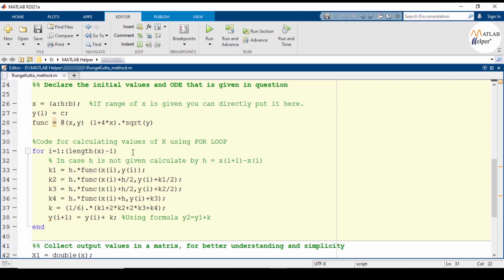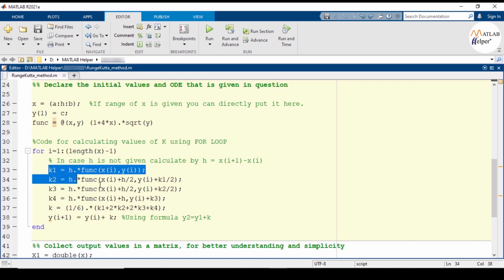This length of x minus 1 means the length of matrix x. This variable x, which stores the values in the form of a matrix, its length will be taken here, meaning that if there are 3 elements in the matrix, the length of x will be 3, and minus 1, that is 2, will be the number of times this for loop will execute.